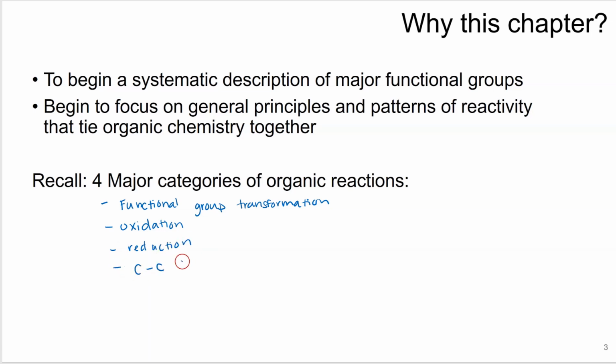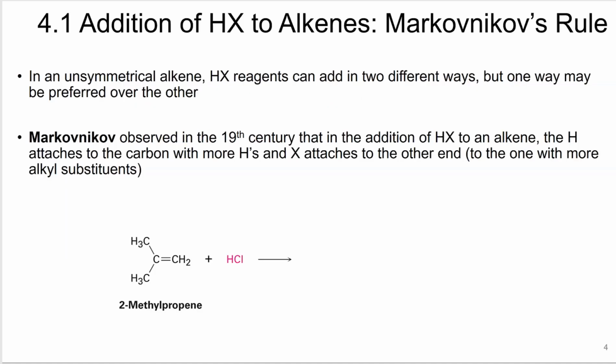And then we have carbon-carbon bond forming reactions. The first of the reactions is the addition of HX to an alkene, and we can do this using Markovnikov's rule. And what that says is that in an unsymmetrical alkene, so one that is like this, where it's not symmetric, this is asymmetric, this would be one that is symmetric. If you have an unsymmetric alkene, the HX reagents can add in two different ways, but one is going to be preferred over the other. If one orientation predominates, that would make it regioselective.